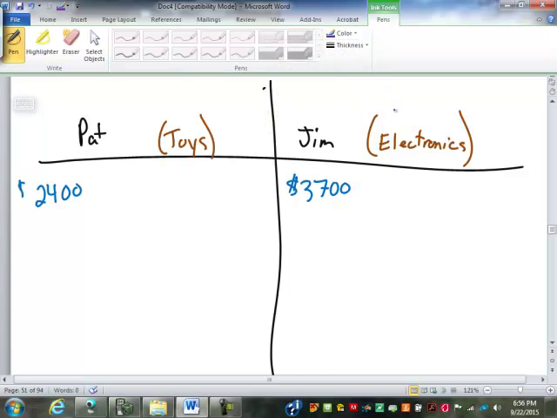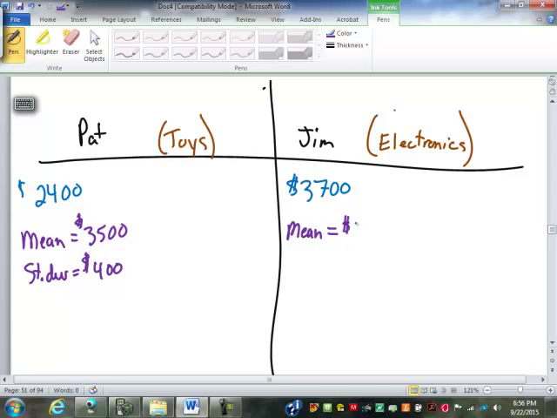Of course, in order to compare them, we need to use the Z-scores. We need to standardize them so that we can compare them fairly. Let's say that for the toy department, all salespeople in the toy department, there was a mean sales of $3,500 with a standard deviation of $400. For electronics, all the salespeople in electronics, there's a mean sales of, let's go 6,700. No, 5,700, I should say. With a standard deviation of $800.